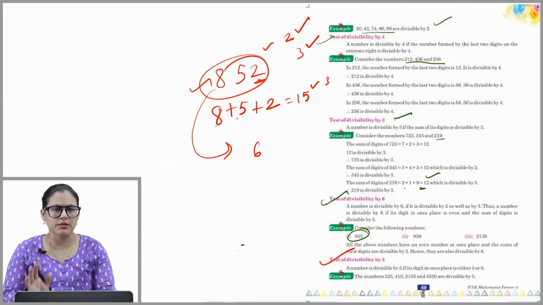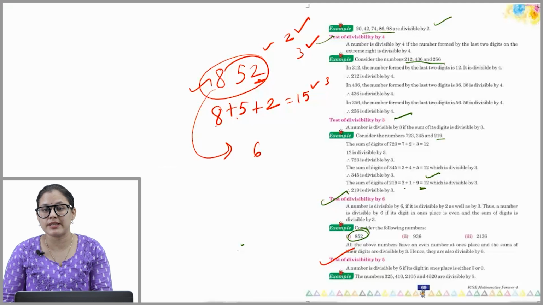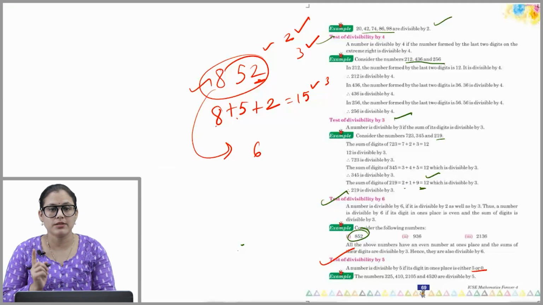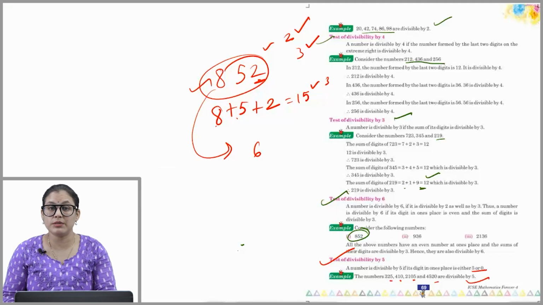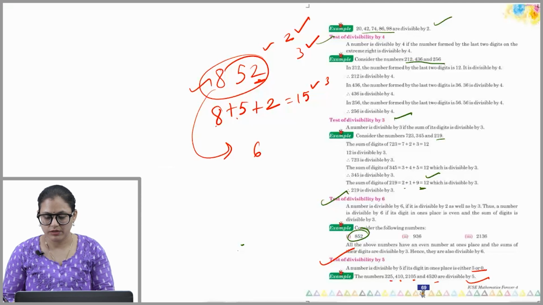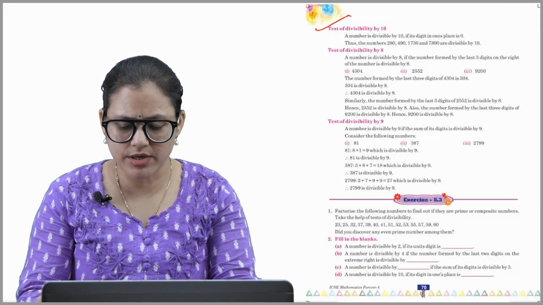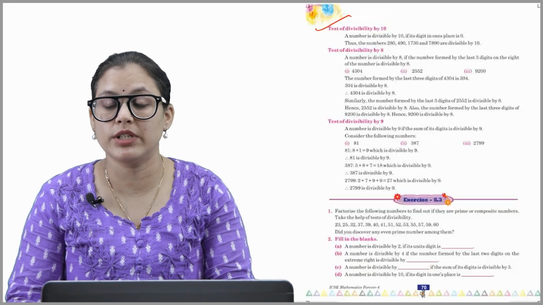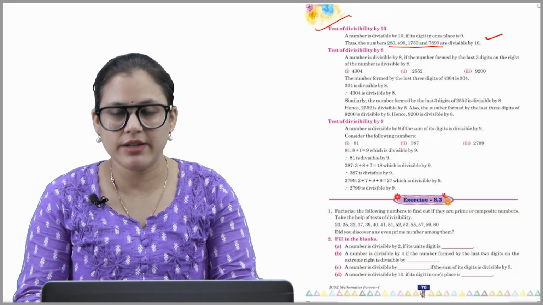Okay. Next, test of divisibility by 5. This is very simple. A number is divisible by 5 if its digit in one's place is either 5 or 0. Okay. For example, these numbers are having 5 at units place, 0 at units place, here 5, here 0. So, all these numbers are divisible by 5. Okay. Test of divisibility by 10. A number is divisible by 10 if its digit in one's place is 0. For example, all these numbers are divisible by 10.